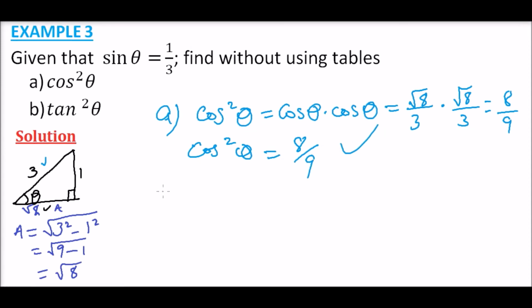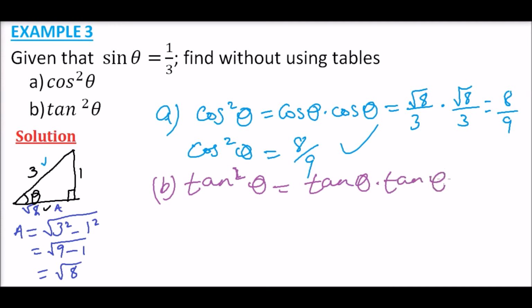So that is true. Now part B of the question, we are told to find tan squared theta, which we know is equal to tan theta multiplied by tan theta, where tan theta is opposite over adjacent. Opposite is 1, adjacent is root 8. You multiply by another tan, 1 divided by root 8, which gives 1 divided by root 8 times root 8, which is 8. So tan squared theta is equal to 1 over 8. So that's how you work out that question without using tables or the calculator.